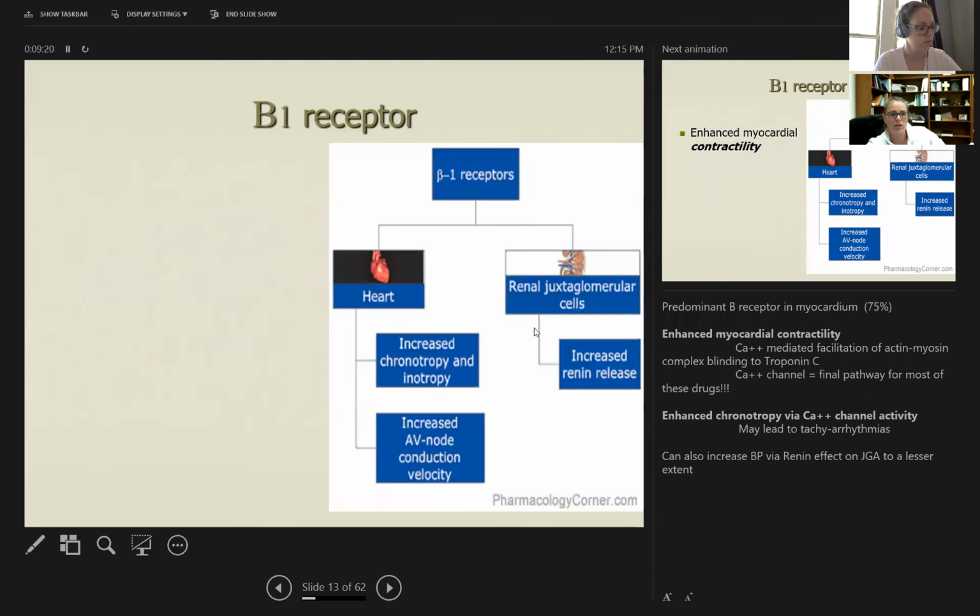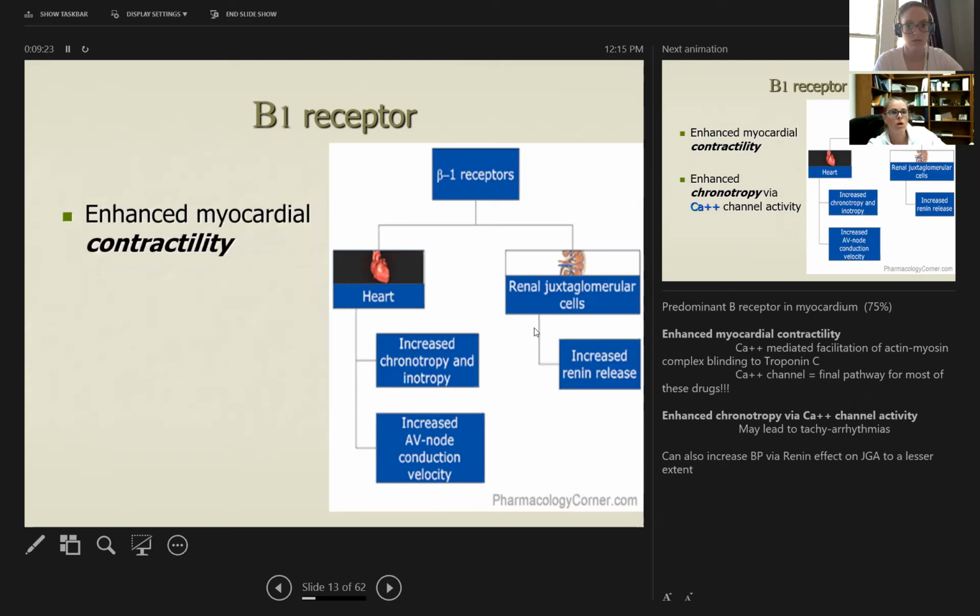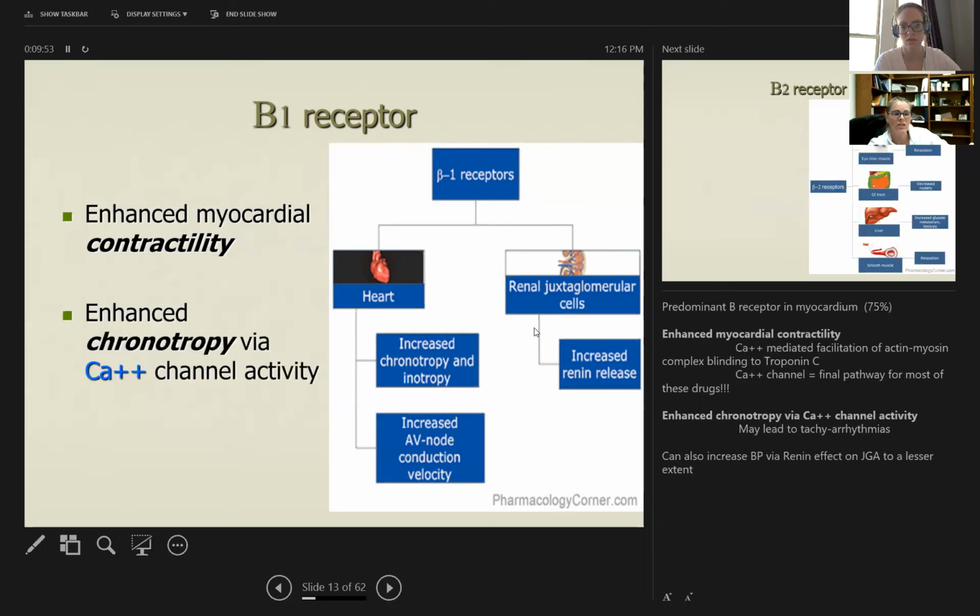Our beta receptors work a little bit differently. Beta-1, we're going to see enhanced myocardial contractility. This is going to be, again, calcium-mediated facilitation of your actin and myosin complex binding to troponin C. This calcium channel continues, even in this setting, to be the final pathway of most of our pressors, which is why calcium becomes so important with the receptor activation. What we'll also see is enhanced chronotropy, or an increased heart rate with beta receptors, also triggered through calcium channel activity.